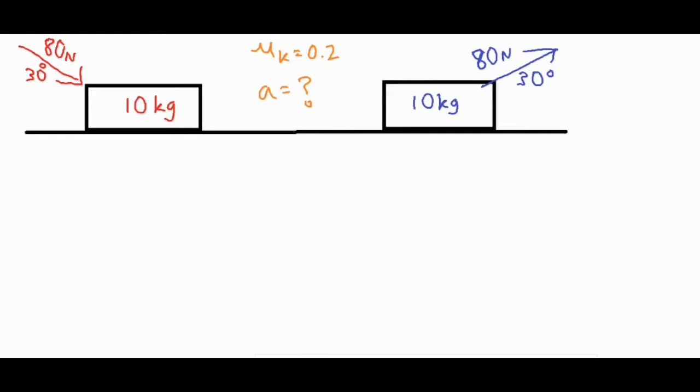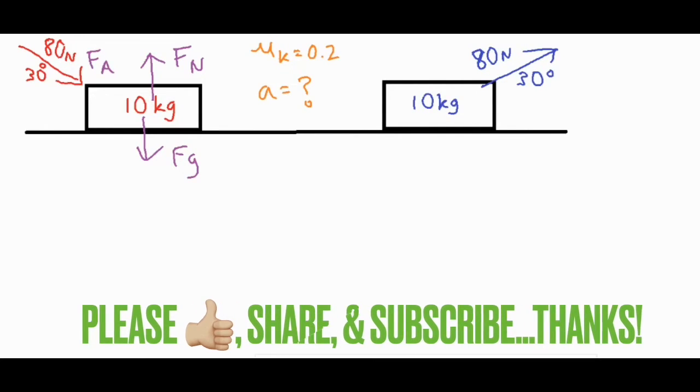So let's go ahead and take a look at our first object over here. We have a bunch of different forces acting on it, so we're going to start off with drawing our force diagram on here first. We have Fg, force of gravity, pulling it straight down. We have the normal force pushing up perpendicular from the surface. And then we have this force over here, which we'll call FA, an applied force on the mass.